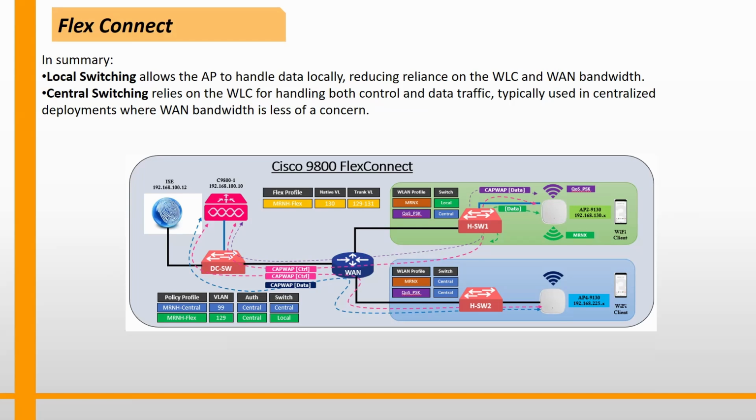Oh, sorry, I'm back. So there are 2, 3 questions, I guess, in the chat. If the WLC is down in central switching, how will the WLAN work, as data traffic is tunneled towards the WLC? So in central switching, the data traffic will not work, because the data traffic is going to the WLC, right? So it will not work.